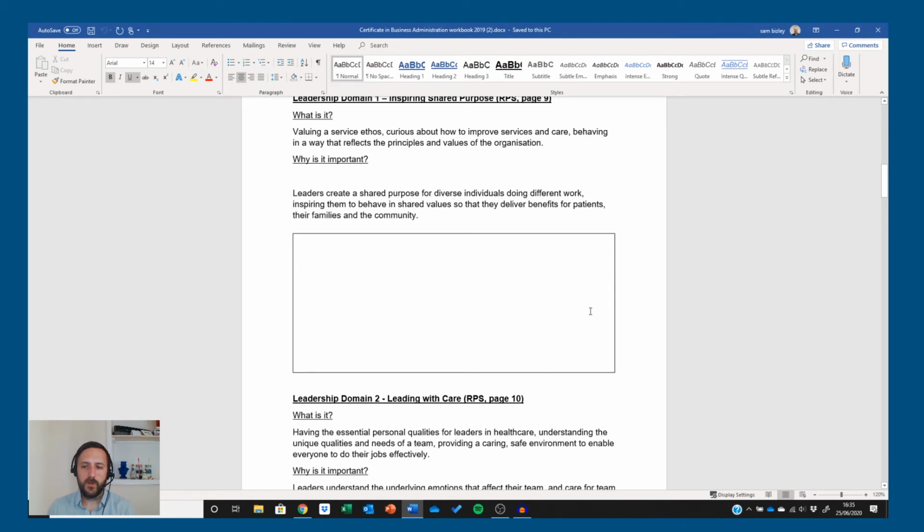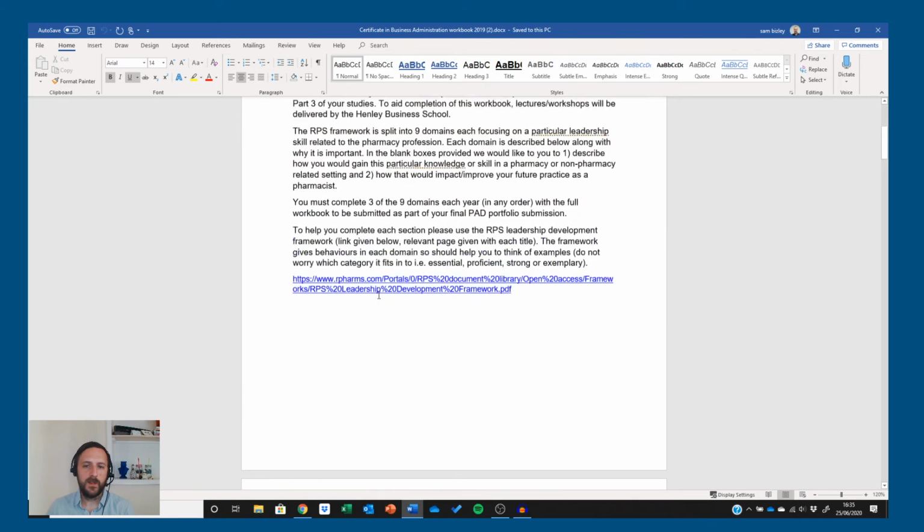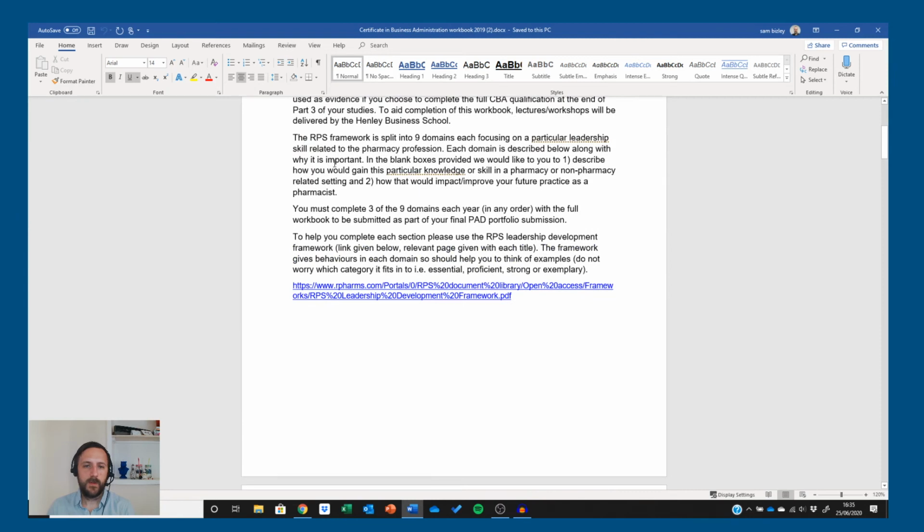But what I want you to do in this box here, and this is a reasonable size, so I don't expect you to write tons here. There's a few paragraphs relating to this area. I'd want you to describe how you would gain this particular knowledge or skill in a pharmacy or non-pharmacy setting. It doesn't have to be all pharmacy related. And how this would impact your future practice.